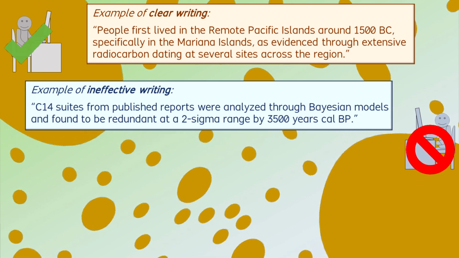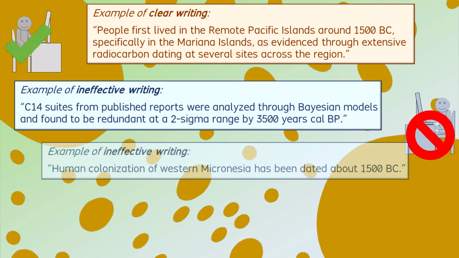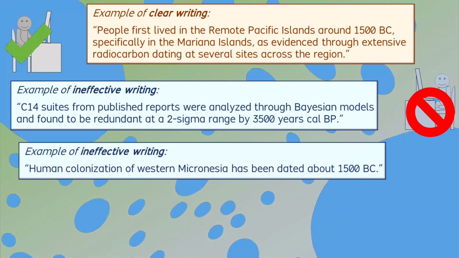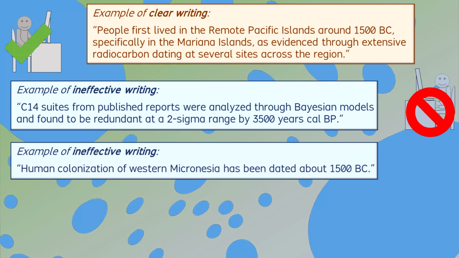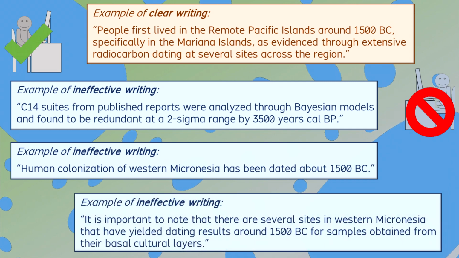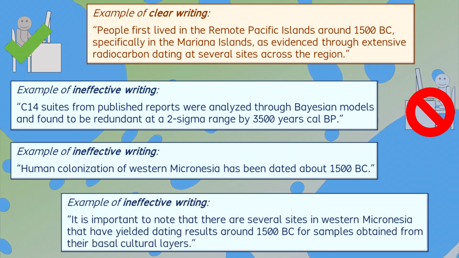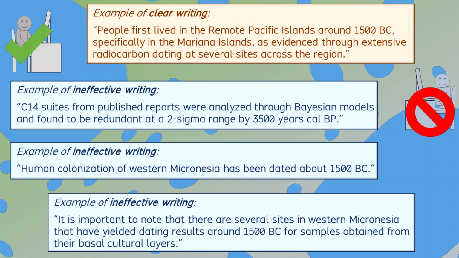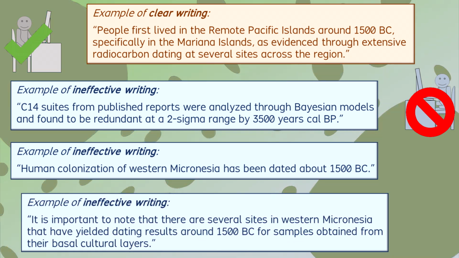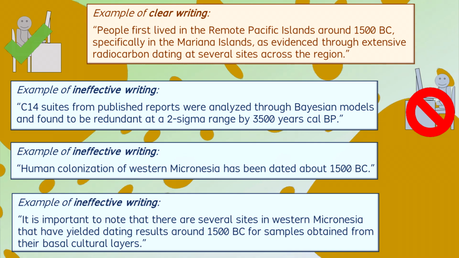Here is another example of ineffective writing. Human colonization of Western Micronesia has been dated about 1500 BC. And now here is one more example of ineffective writing. It is important to note that there are several sites in Western Micronesia that have yielded dating results around 1500 BC for samples obtained from their basal cultural layers.